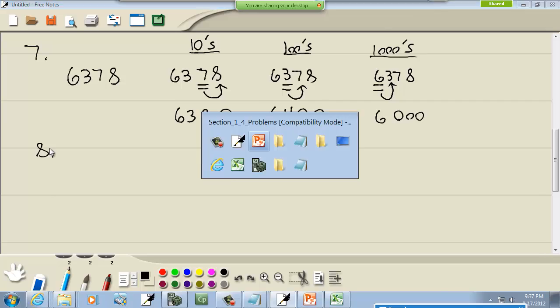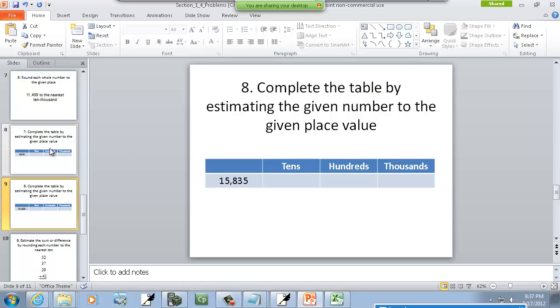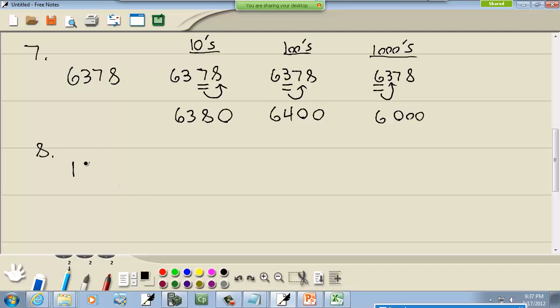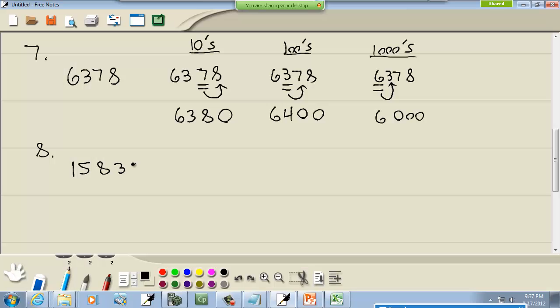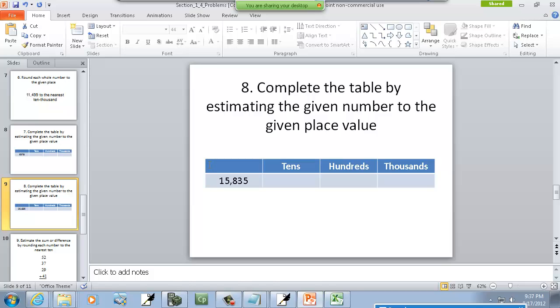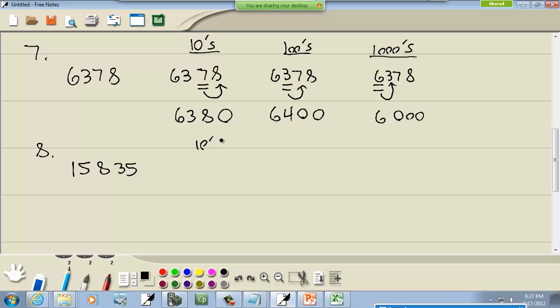Let's look at one more of those. 15,835, and tens, hundreds, thousands again. Okay, so 15,835. Want to round them to tens.